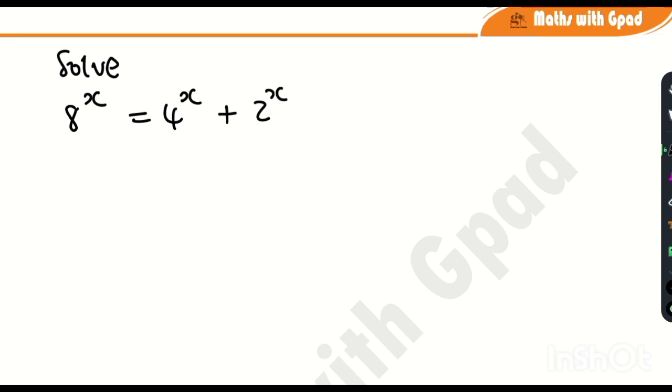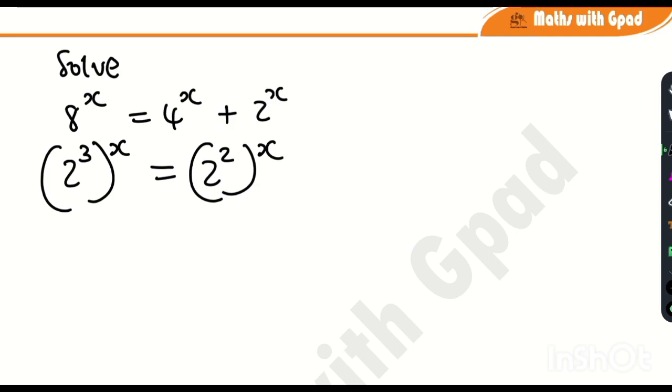8 can be expressed as 2 raised to power 3, because 2 raised to power 3 is 8, then I'm still going to have the exponent of x. This is equal to, what about 4? 2 raised to power 2, and then we still have the existing exponent of x. And then this is 2 raised to power x.